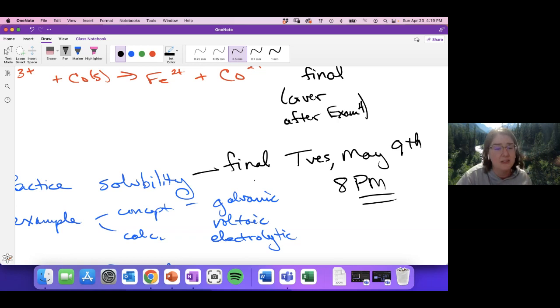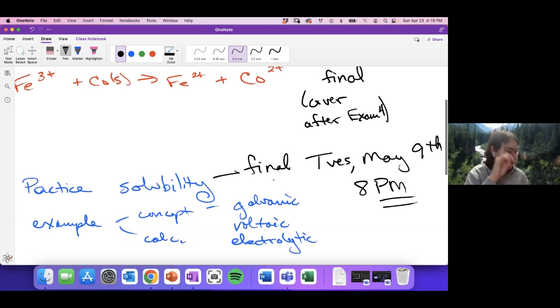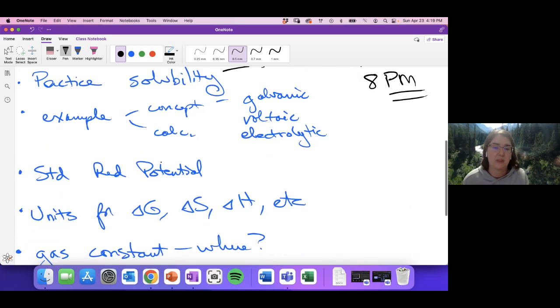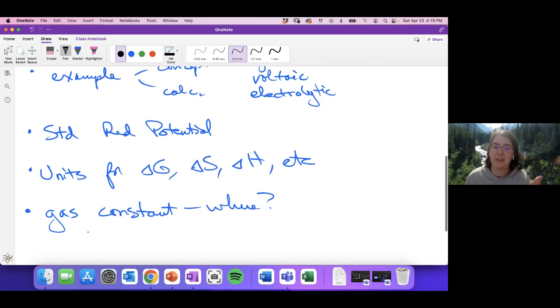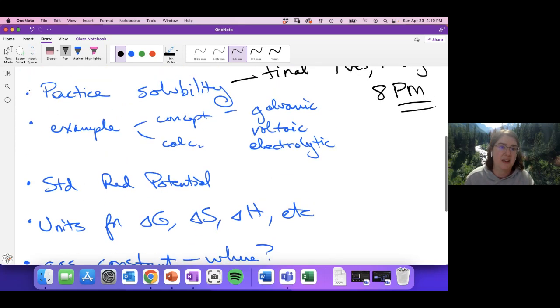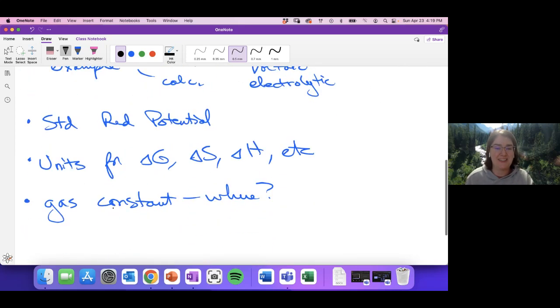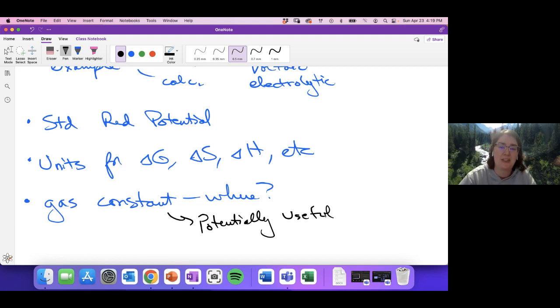So, excellent question. You do need that for the final, but you don't need that for exam 4. Then I'm gonna go ahead and tackle the gas constant. This actually is still on your potentially useful information. I actually think if you looked at one of your old exams that you've taken this semester, you'll see it on there right now.